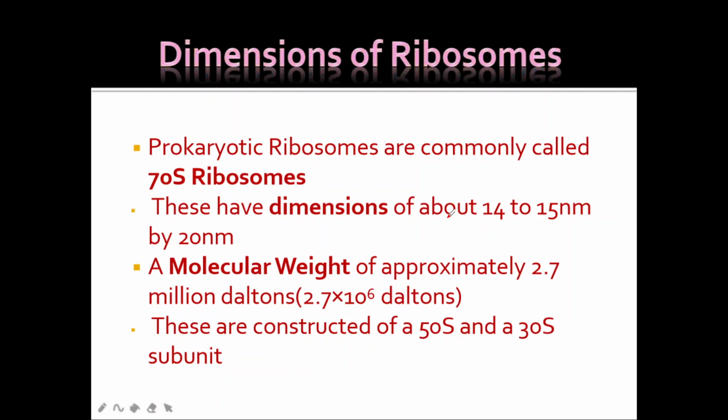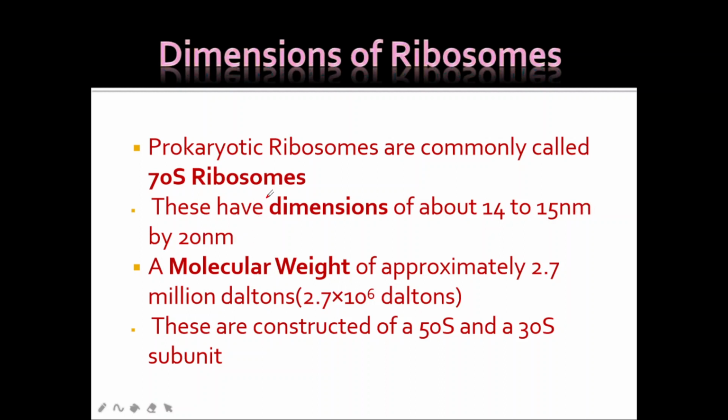Now, dimensions of ribosomes. Prokaryotic ribosomes are commonly called 70S ribosomes. These are all points which are generally asked in objective exams, so listen carefully. Prokaryotic ribosomes are commonly called 70S ribosomes. These have dimensions of about 14 to 15 nanometer by 20 nanometer in size.